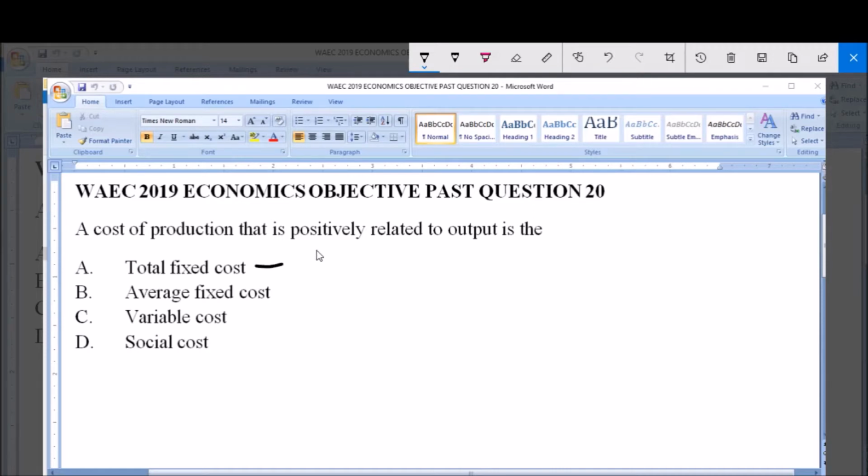Now for total fixed cost, generally it refers to cost that does not vary with output. So fixed cost does not vary with output.